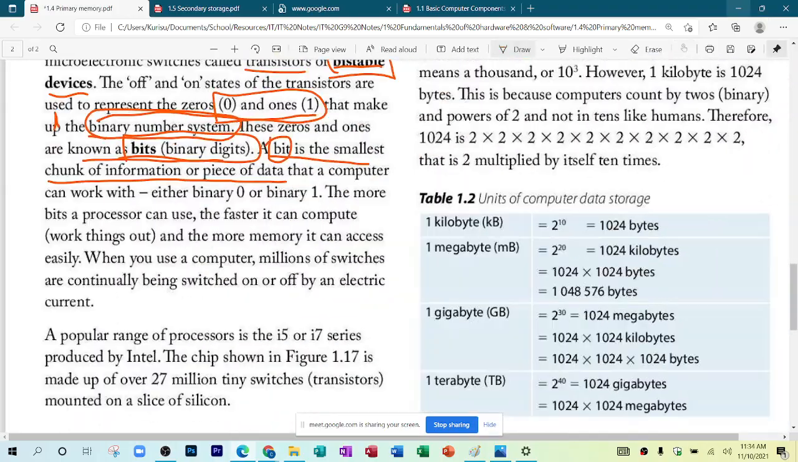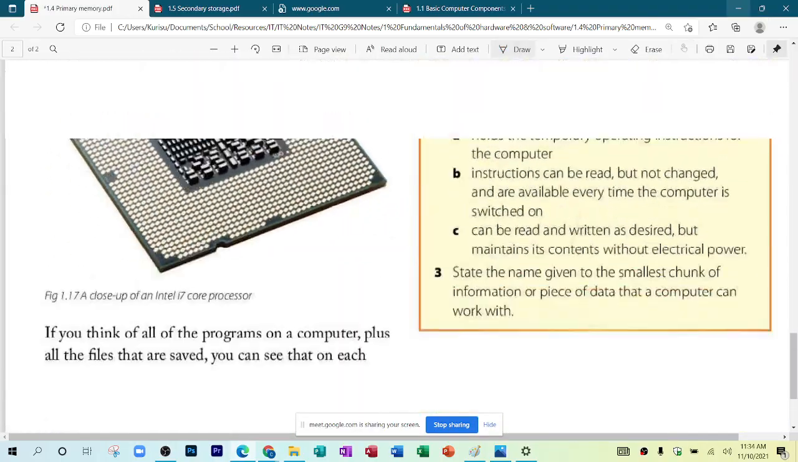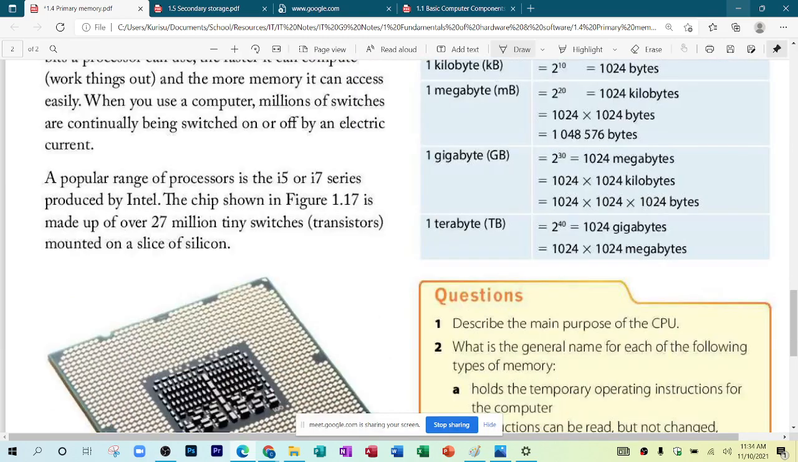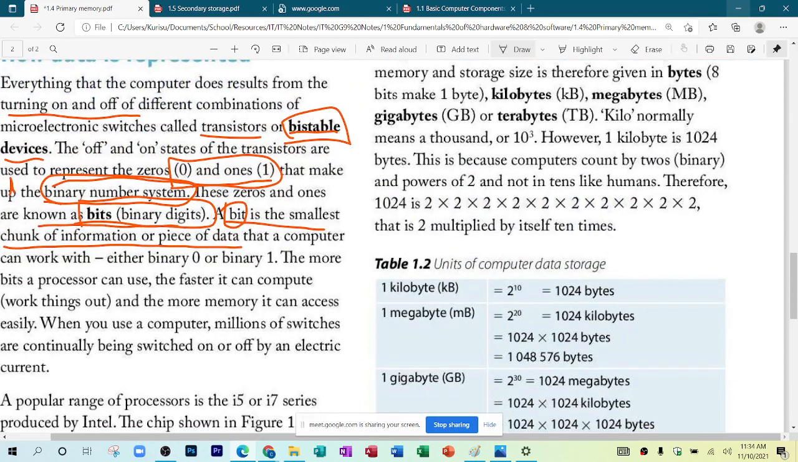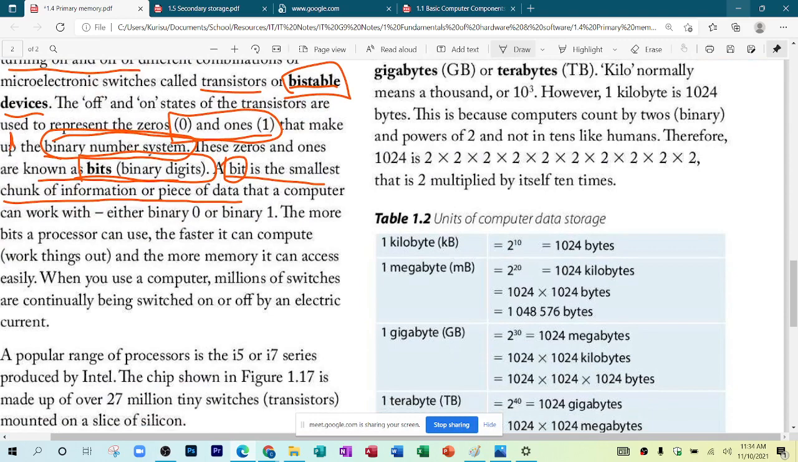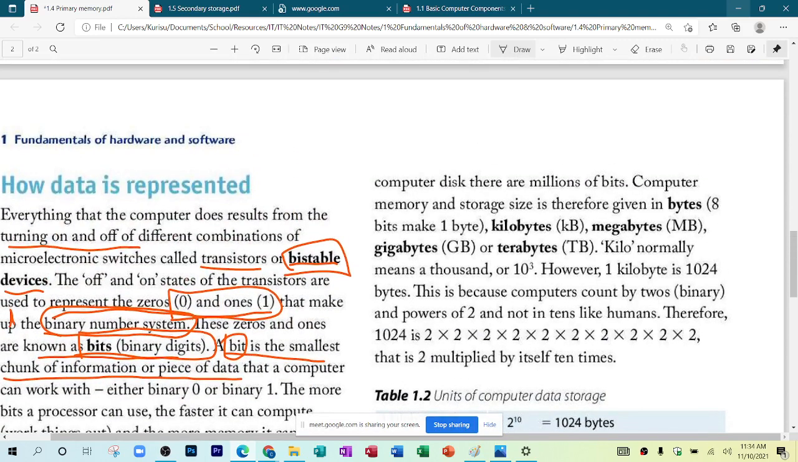Alright, so the bit is the smallest piece of data, the smallest piece of information. And this table here shows you how we measure data. So please take down this information here. So we already know that a 0 or a 1 is a bit. Let me write it right here. It's 1 bit, a 0 or 1.